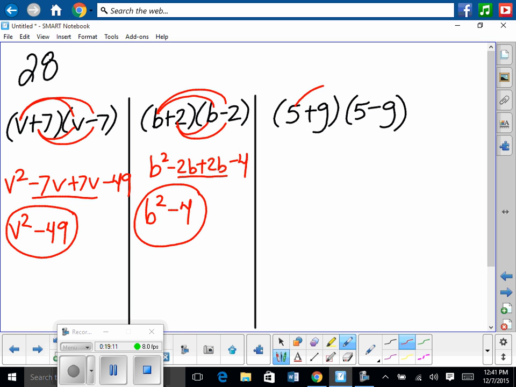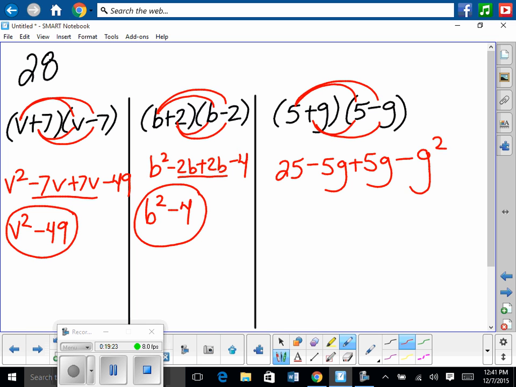So careful here. Same thing though. Double distribute. 5 times 5 is 25. 5 times negative g is negative 5g. Positive g times 5 is positive 5g. And then positive g times negative g is negative g squared.